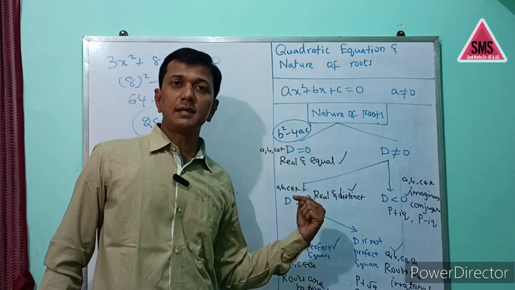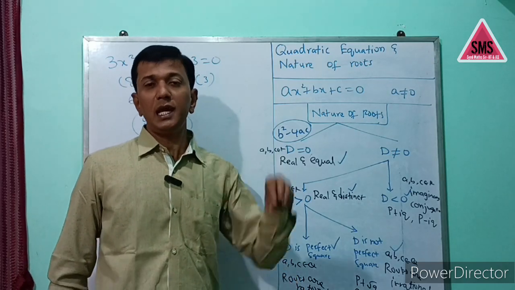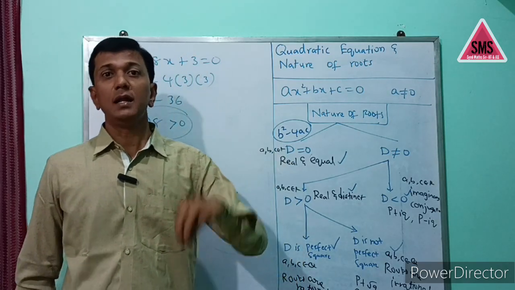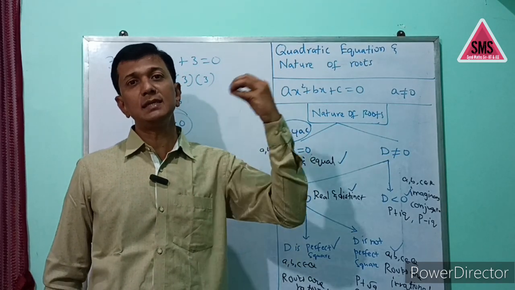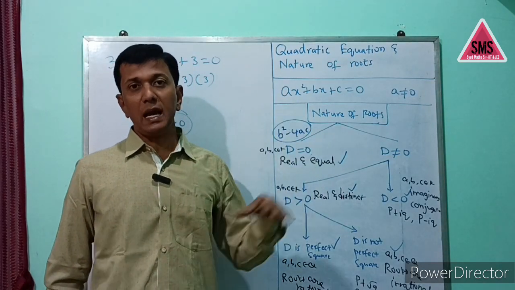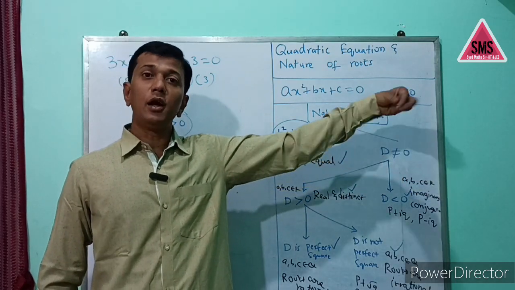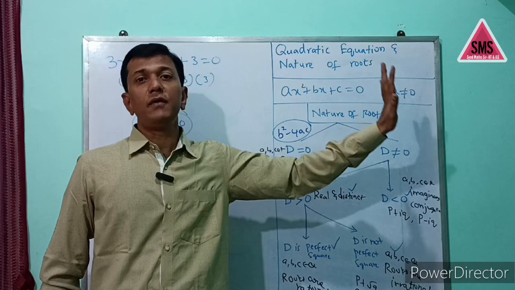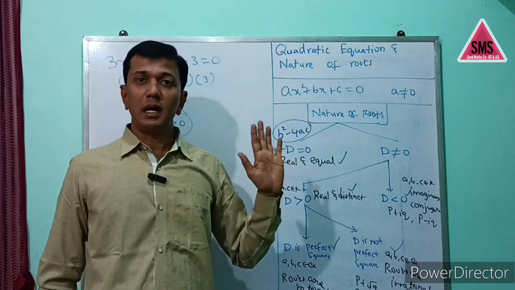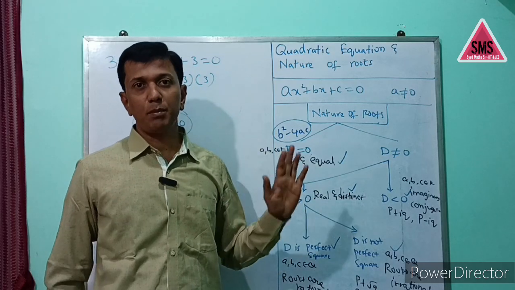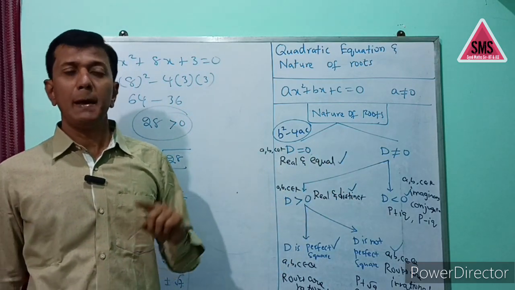And when D is greater than 0, again two sub conditions are there. If it is a perfect square, then a, b, c must belong to rational numbers and we are going to get rational roots. And if D is greater than 0 and not a perfect square, we get irrational numbers. That means the two roots are conjugate to each other: p plus root q and p minus root q.